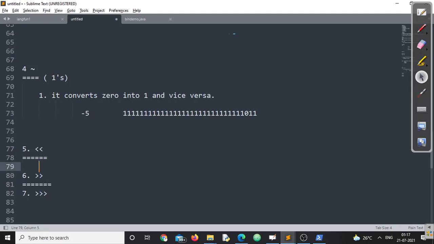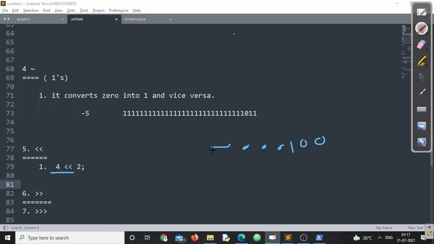In left shift, what is going to happen? Suppose I want to do 4 left shift 2. Let us understand this one, then we'll write the statement. If I want to represent 4, the number will be represented as 100, and the remaining bits are all zeros, because the number is positive.